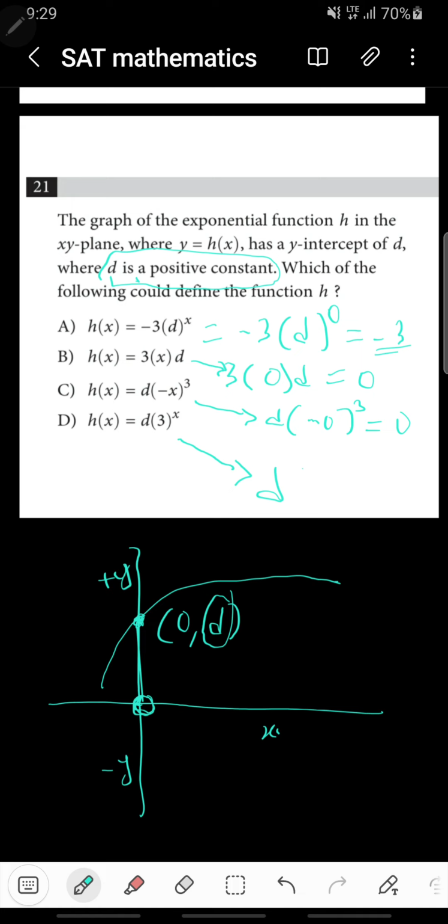You have d times 3 all raised to x, and the x in this case is 0. Now if you look at it, anything raised to 0 is 1. That is d times 1, and that is d, and it is positive. So this option here is the correct answer.